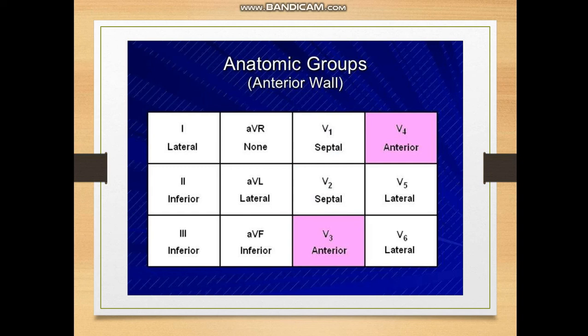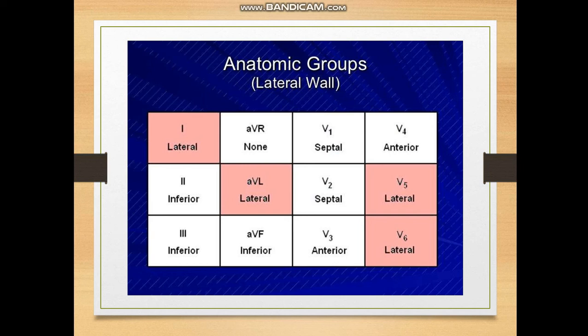Again you are looking here: lead 1 lateral, lead 2 inferior, lead 3 inferior, AVR none, AVL lateral, AVF inferior. This is the anterior wall record. The lateral wall, you are looking here, the whole lateral wall is recorded by which leads? Lead 1, lead AVL, lateral V5 and V6.